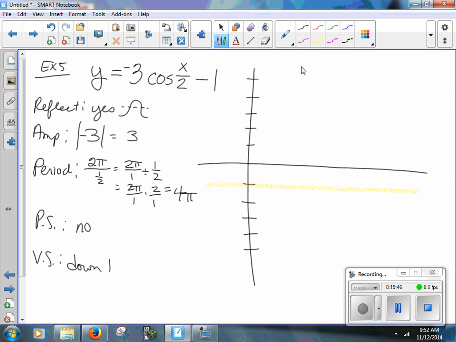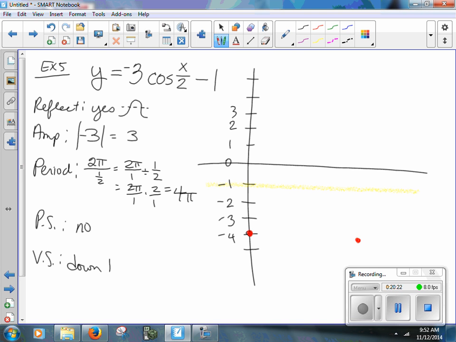Where do I start? This is a cosine curve, so I have to go 3 above, 3 below, right? And it's what kind of cup? It's a down cup, so I have to start at 1, 2, 3, and -4. Let me make that in red. And it's going to go somewhere right there, because that's when I plot my beginning and my end.